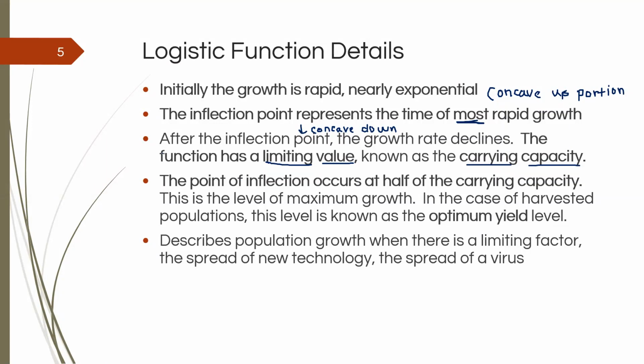This next bullet point has a really important mathematical relationship for us, and that is that the point of inflection occurs at half the carrying capacity. So this really helps us with the math of finding either one. So if we know the carrying capacity, then we can find the point of inflection by dividing it by 2, or vice versa.